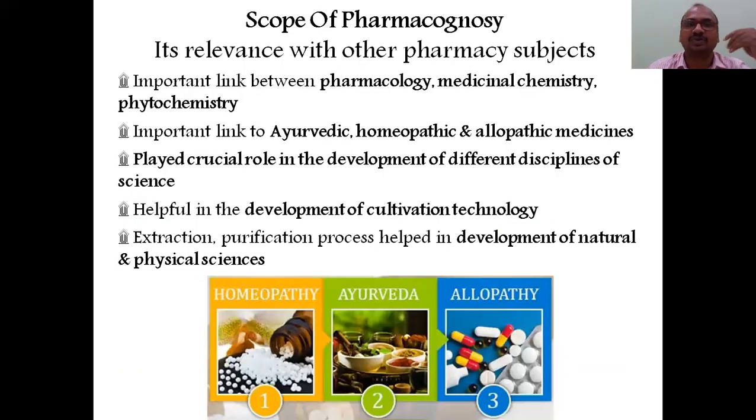And yeah, we came almost to the last. Scope of pharmacognosy, wonderful scope. It has relevance with other pharmacy subjects. It is an important link with pharmacology. If you want to know some drugs in pharmacology, you have to open the pharmacognosy book. If you want to understand pharmacognosy, you have to open the medicinal chemistry book, because all are interlinked. If you want to understand medicinal chemistry properly, you have to know phytochemistry, the structures.